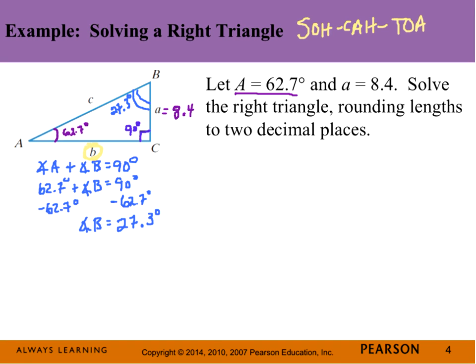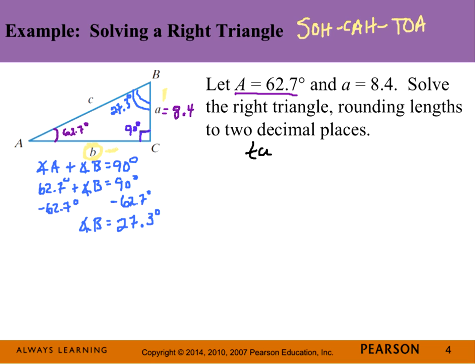Well, I know that if I took the tangent of angle B, that would be giving me the opposite, which is side B, over the adjacent, which is side A, that I know. And since I know two of the three pieces of information, it's a very simple equation to solve here. So let me set it up.